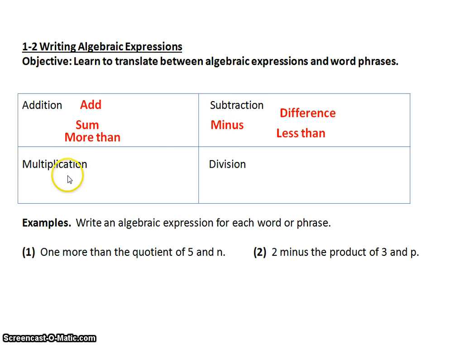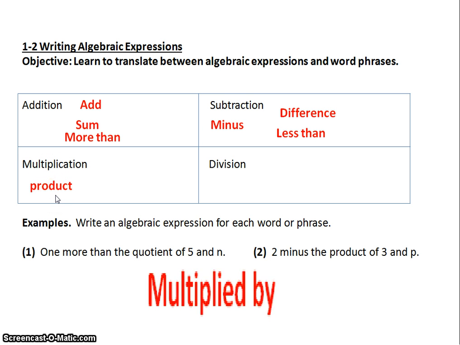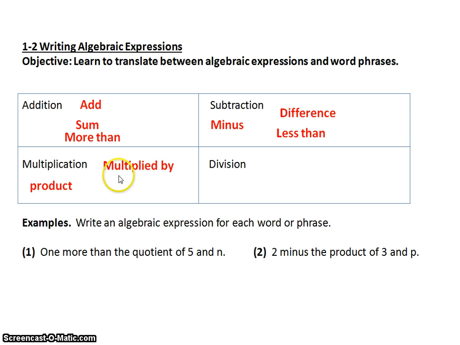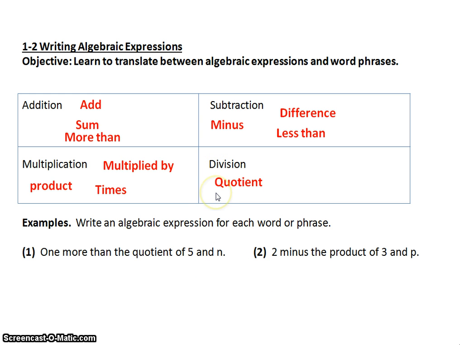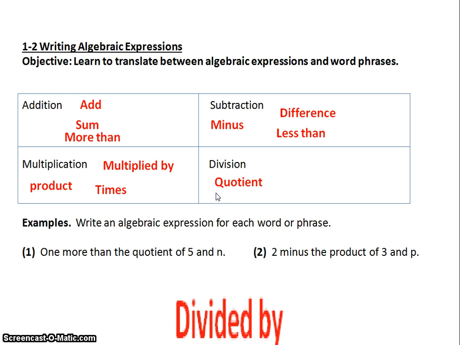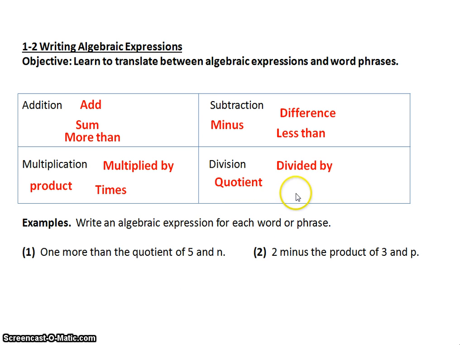With the math operation multiplication, if we see the word product, product is the answer to a multiplication problem. Multiplied by, this phrase is going to indicate multiplication, and the word times will also indicate multiplication. Now with division, the word quotient is the answer to a division problem. The phrase divided by would indicate division.